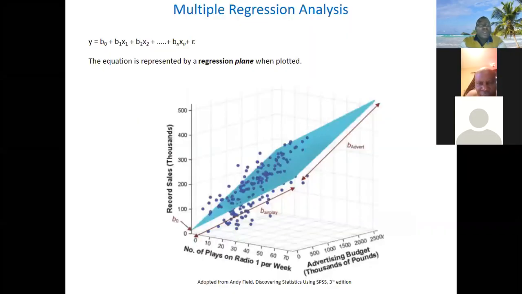Now, the equation is represented by a regression plane. If it is one predictor variable, it is a straight line. Once you have more than one, it is no more a straight line. The picture I'm showing you is an example that has 2 variables. So if you look at the plane figure, it is showing you there are 2 predictor variables here.